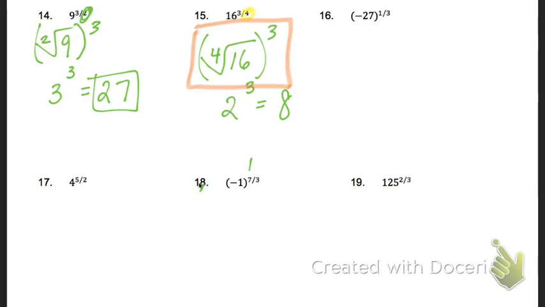So I take the denominator, and that's what root it is. If it's a 2 on the denominator, it's the square root. If it's a 3 on the denominator, then it's the cube root. If there's a 4 on the denominator, it's the fourth root. And the number that is the numerator goes on the outside. So I'm going to do the stuff in parentheses first.